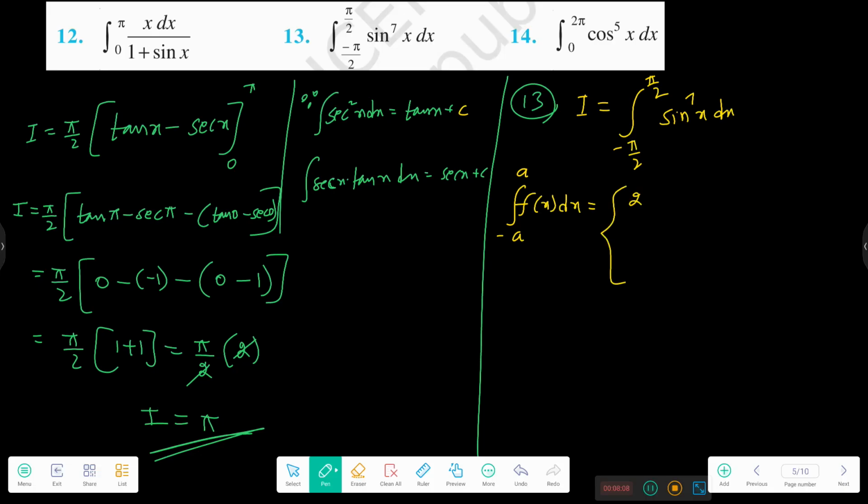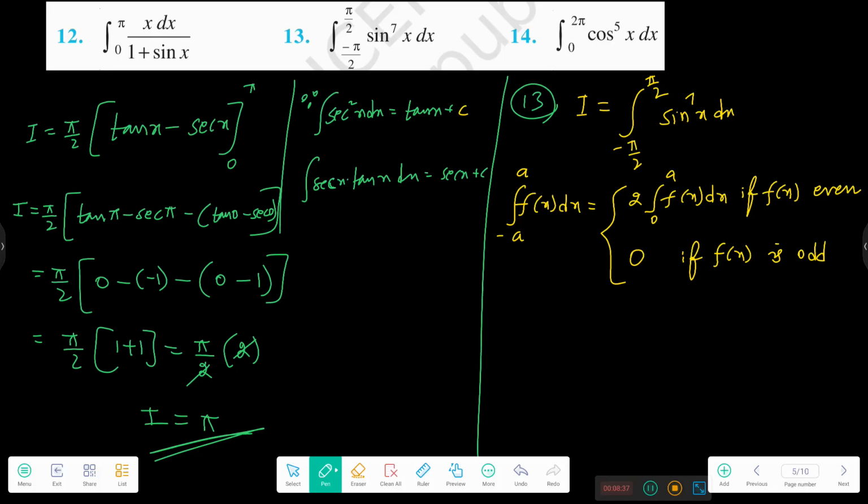One is 2 times the integral from 0 to a of f of x dx, if f of x is even. And the other is 0, if f of x is odd. Suppose f of x is odd, it will be 0. So we have to check whether it is even or odd.